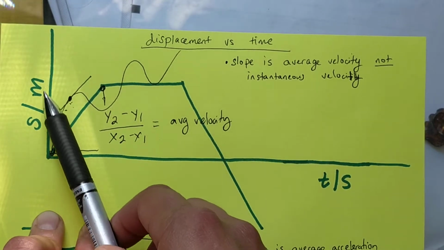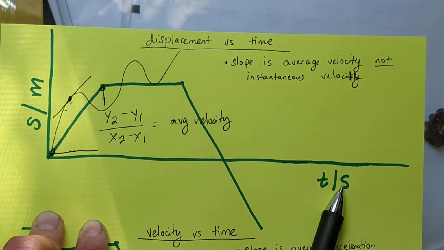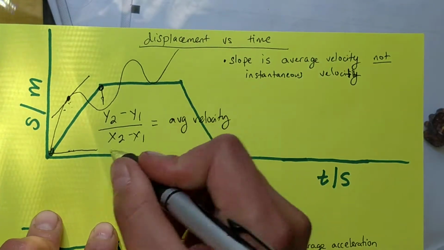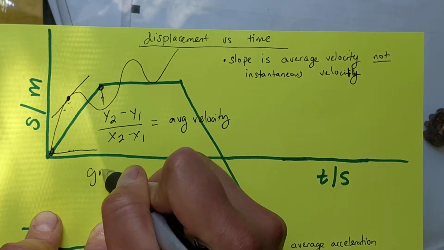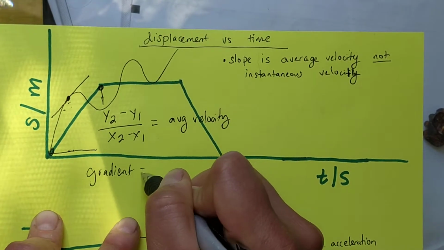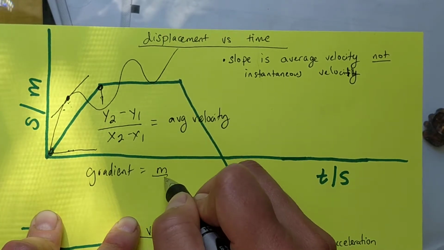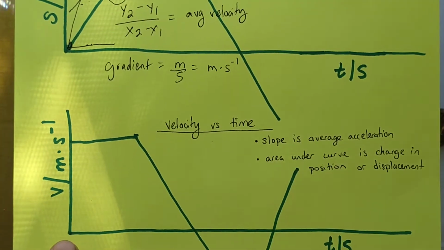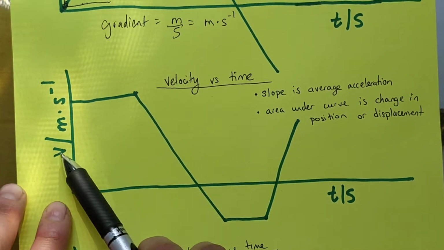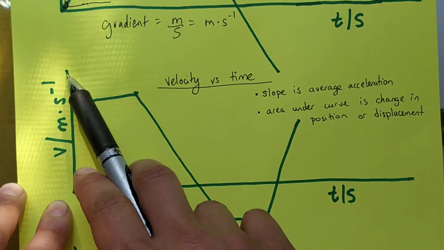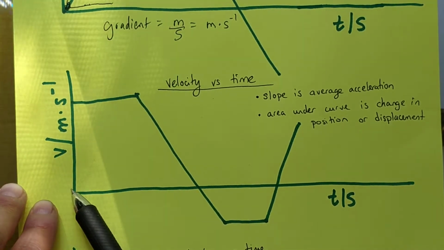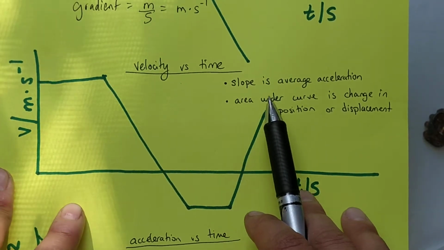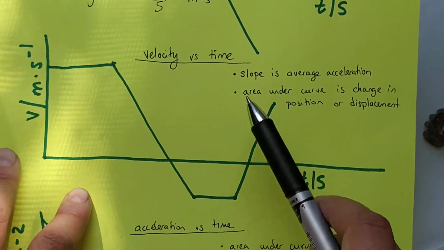So if I take the rise units divided by the run units, what are the units for this graph? The gradient for this graph would be meter units divided by second units, and indeed you can see meters per second. All right, velocity versus time graph. Velocity is the quantity, units of meters per second. Note independent or dependent vertical axis. Along the horizontal axis, again, we have time. The slope is the average acceleration.